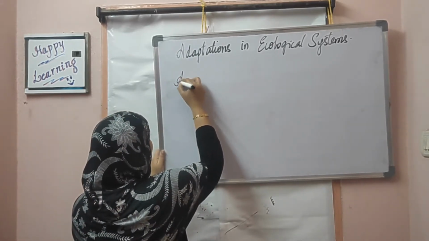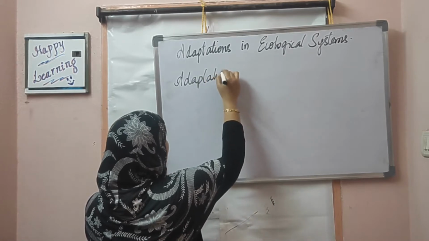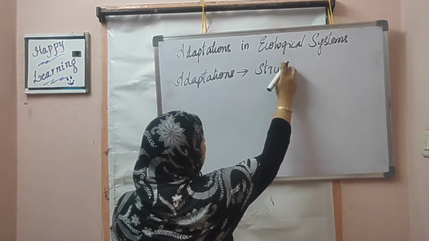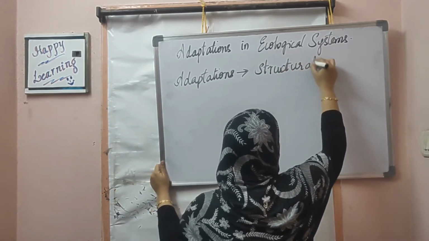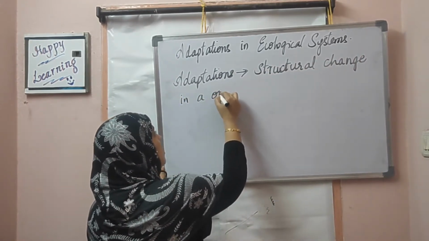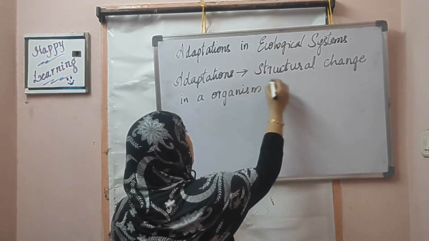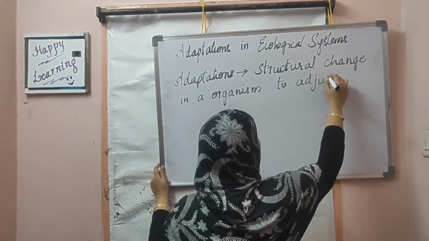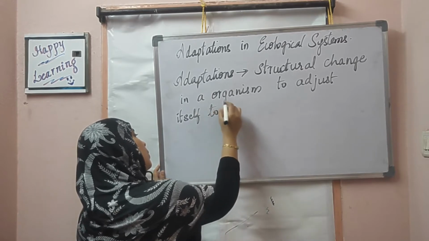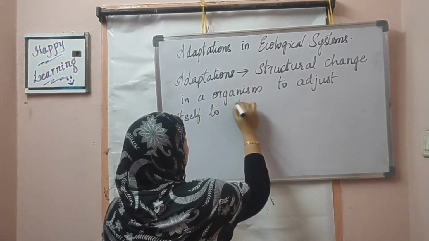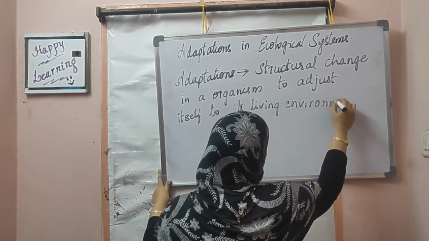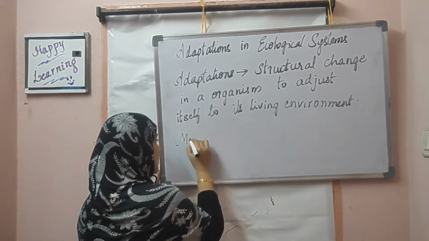First of all, let us understand what is an adaptation. Adaptation is nothing but structural change in an organism to adjust itself to its living environment. For example, I'll tell you the example of mangrove plants.